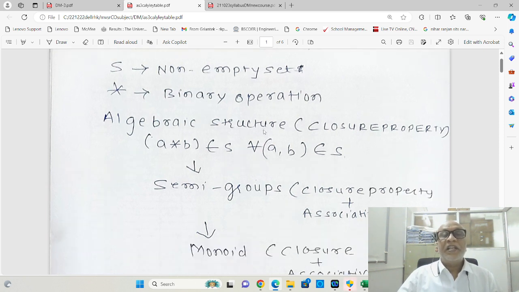If it is an algebraic structure, it holds the closure property. And what is the closure property? There are two elements, say A and B, belonging to a set S. So, the binary operation of those two, the resultant will also be part of that set. That is the closure property. So, if the closure property is held, then it is an algebraic structure.